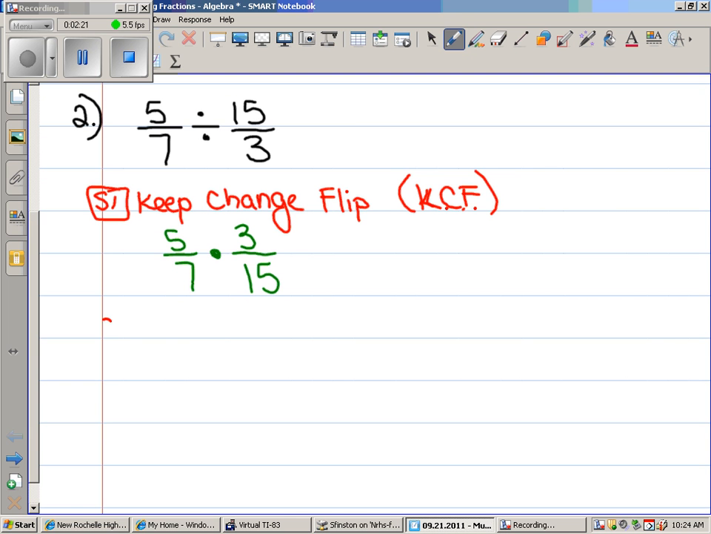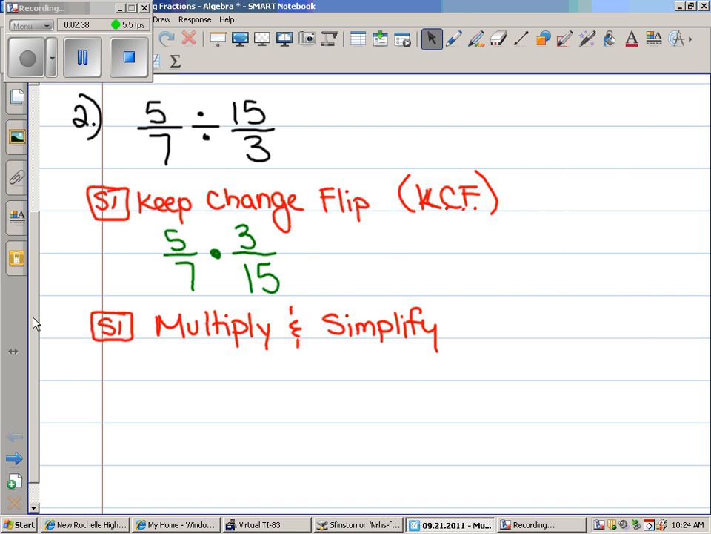We're going to do step 2. It's going to be multiply and simplify. Yep, multiply and simplify. Here we go. So we are multiplying it up. Top times top, bottom times bottom. 7 times 15. Yep, 5 times 3 is 15.